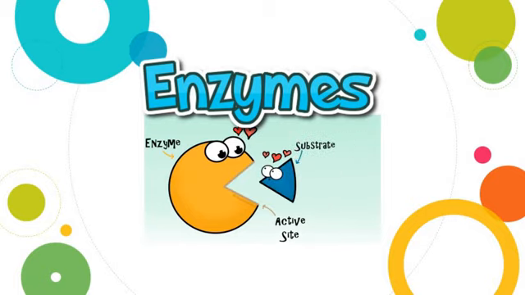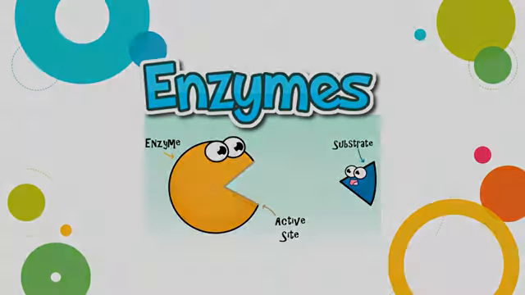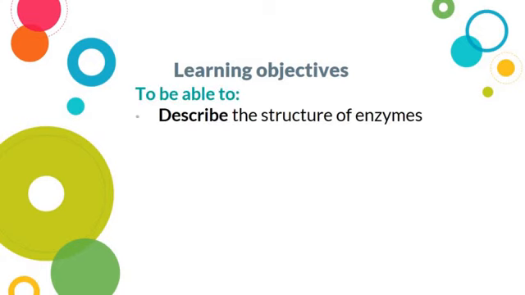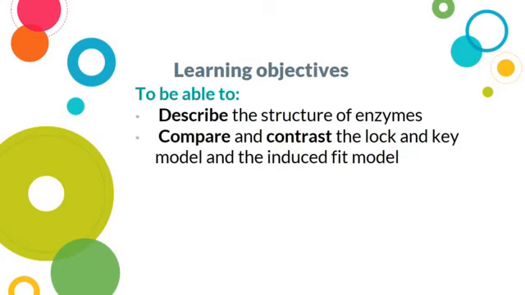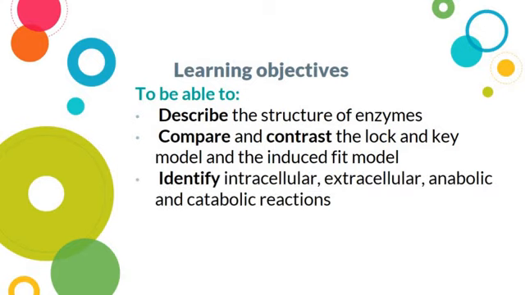Okay, so today we're going to have a look at enzymes, and in this video we're going to look at the structure of enzymes. We're going to look at two models of enzyme activity, which is the induced-fit model and the lock and key model. And then we're going to look at what these words mean. So you have intracellular, extracellular, anabolic and catabolic reactions.